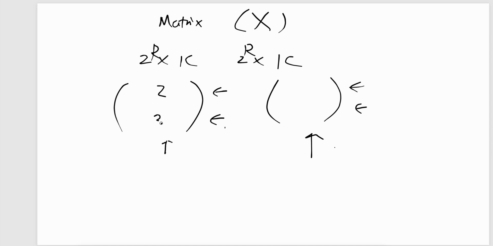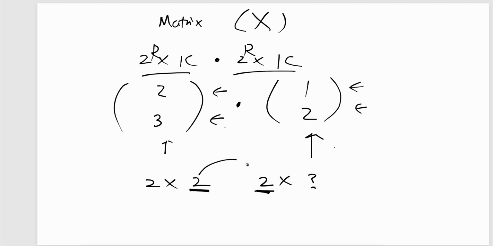Let's say you have 2 and 3, and you have 1 and 2. Now you want to multiply these two matrices together. It won't work. So when can you do matrix multiplication? I'm not going to write the 2R and 1C again, you should know. If I give you a 2 times 2 matrix, the only way for the multiplication to work is you need to have a 2 times something matrix. Only when these two match will you end up with a 2 times question mark matrix.